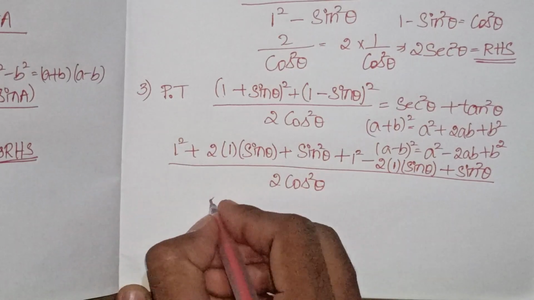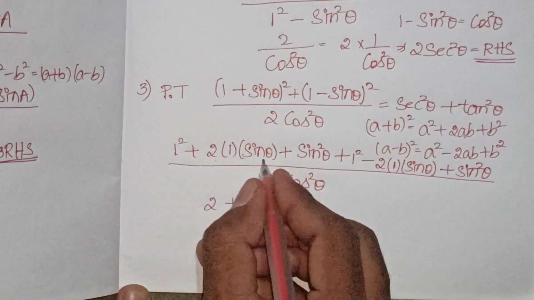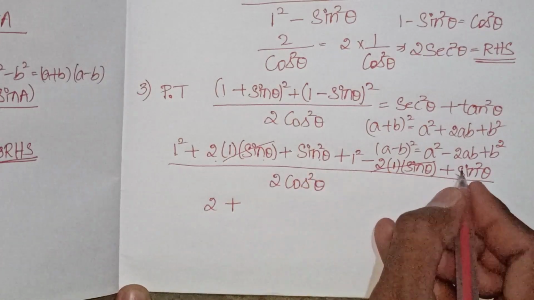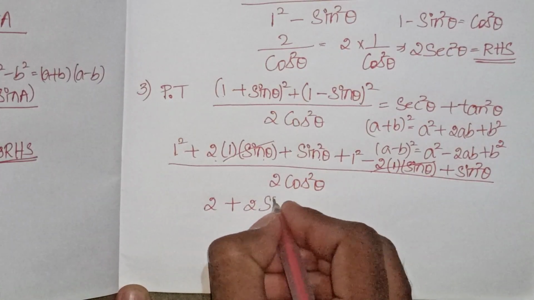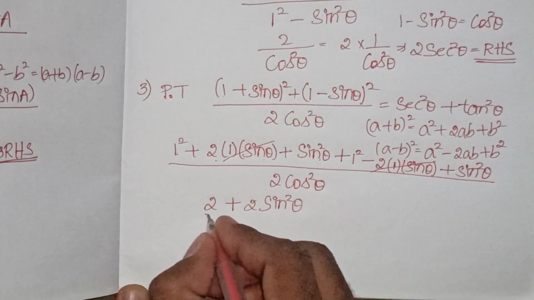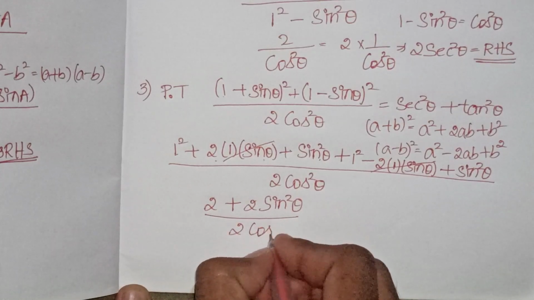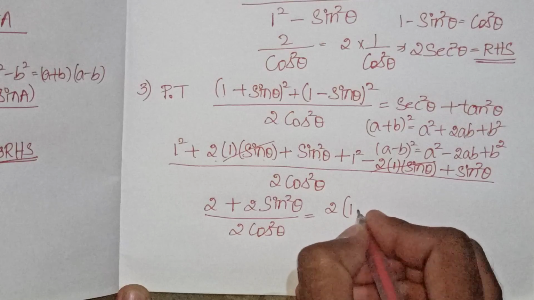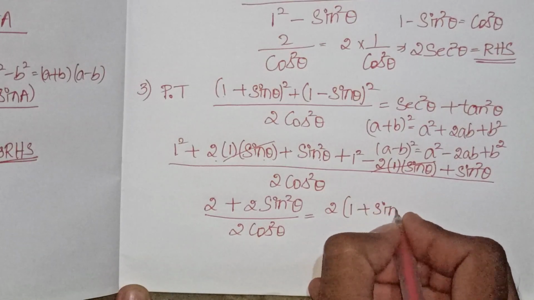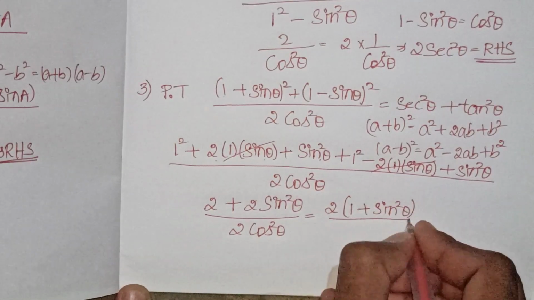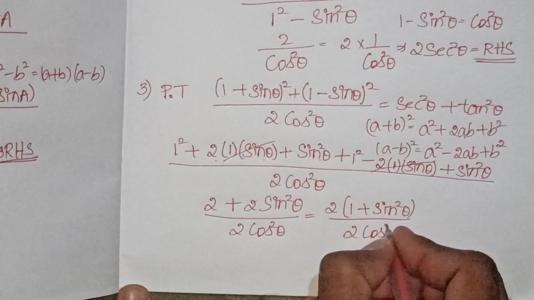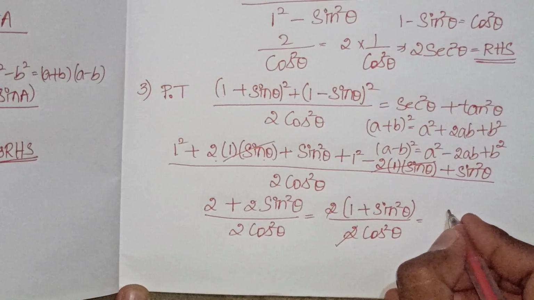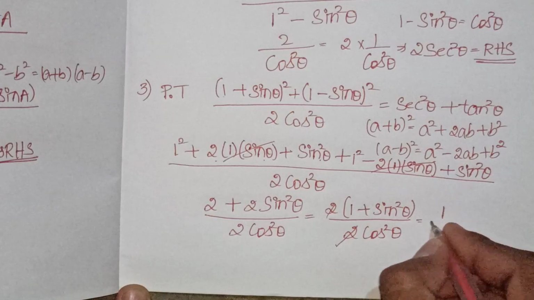1 plus 1 will become 2, plus 2 sin theta and minus 2 sin theta can be cancelled. Sin square theta plus sin square theta can be written as 2 sin square theta, whole divided by 2 cos square theta. Now in the numerator, let us take 2 as common. 1 plus sin square theta divided by 2 cos square theta. 2 is cancelled.